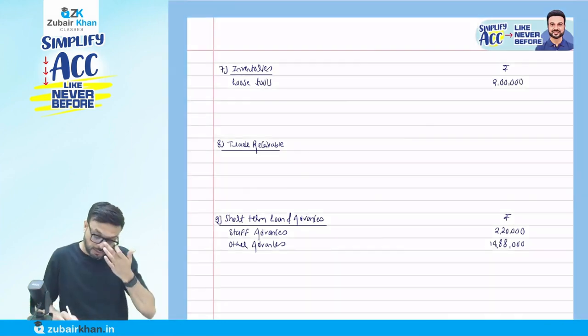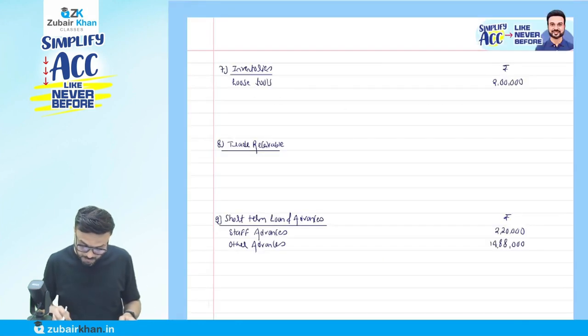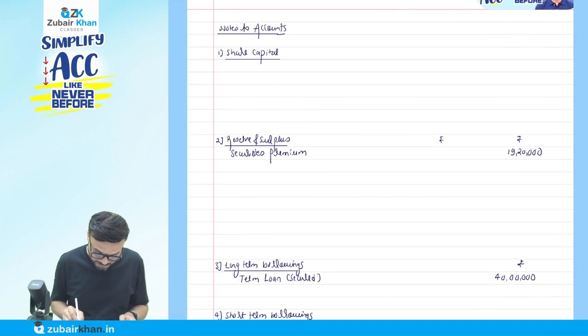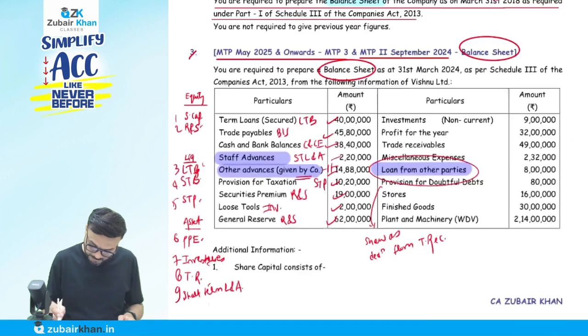Then we have here general reserve, reserve and surplus. How much? 62 lakh. So we'll go to reserve and surplus and write it down there, general reserve. How much is the general reserve? 62 lakhs. So write down there general reserve.